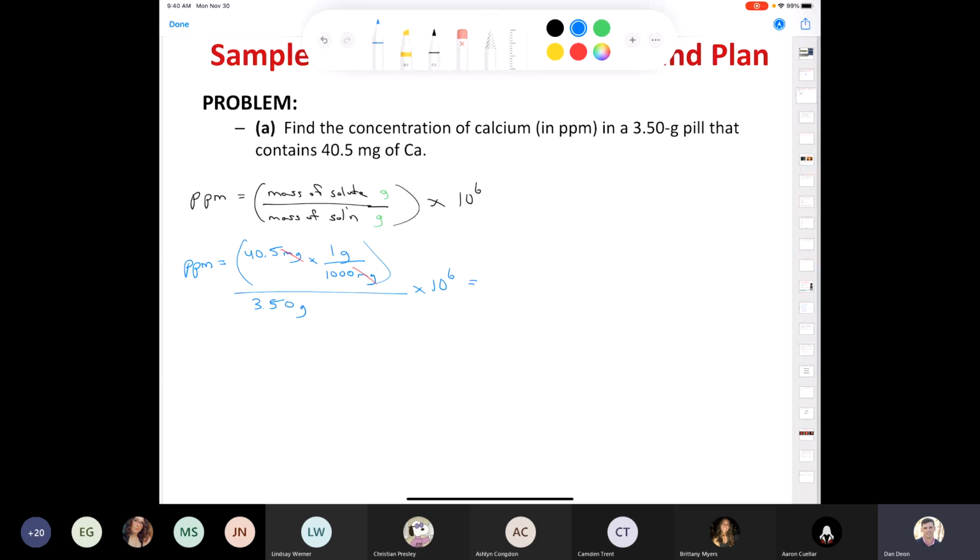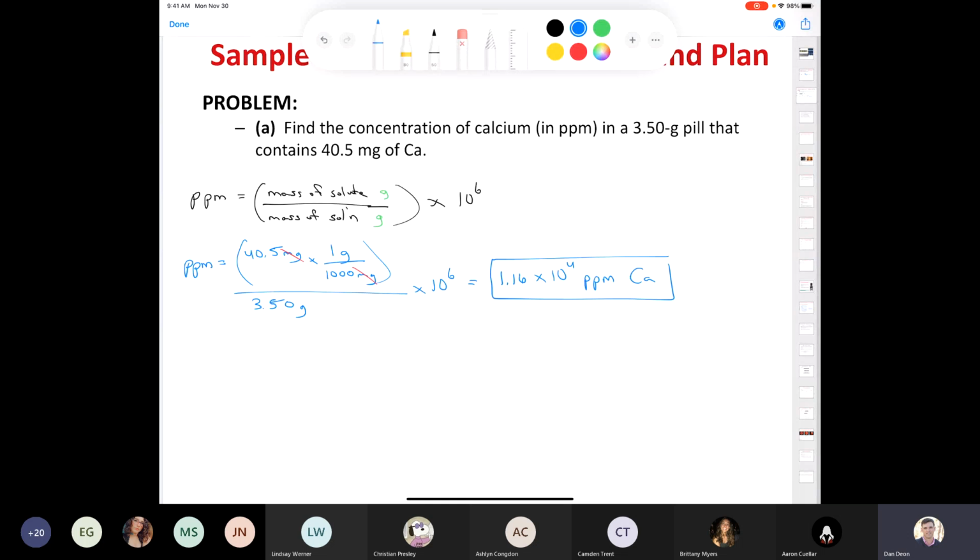When we do that, let me get my calculator out here. So I have 40.5 divided by 1,000. Could have done that in my head. Divided by 3.5 times 10 to the power of 6. And convert that into scientific notation. I get 1 point... How many sig figs should I have? 1.16. 1.16 times 10 to the 4 parts per million of calcium. All right, there we go.